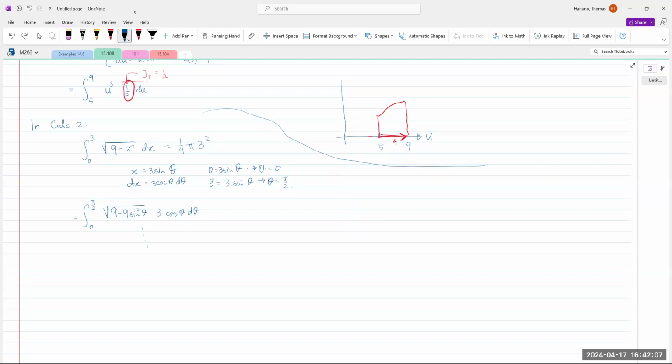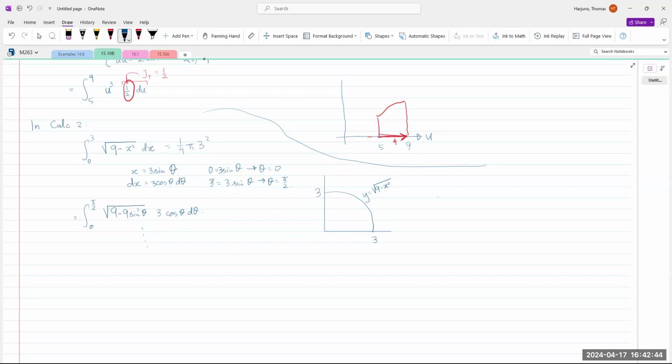So notice the domain of integration is from 0 to 3, but the shape of the graph is this here. It's a quarter circle with radius 3, where this is y equals the square root of 9 minus x squared.